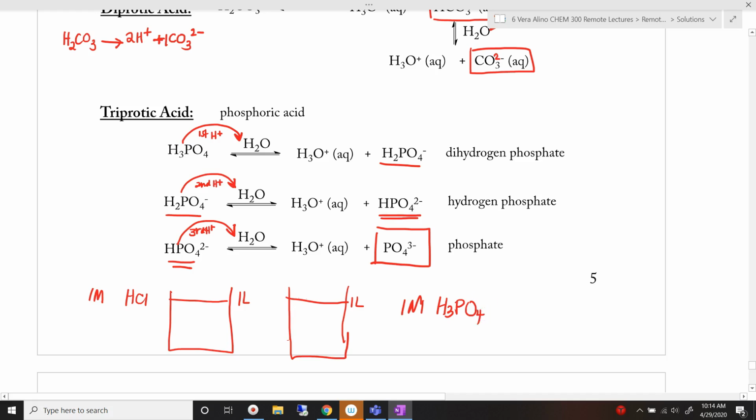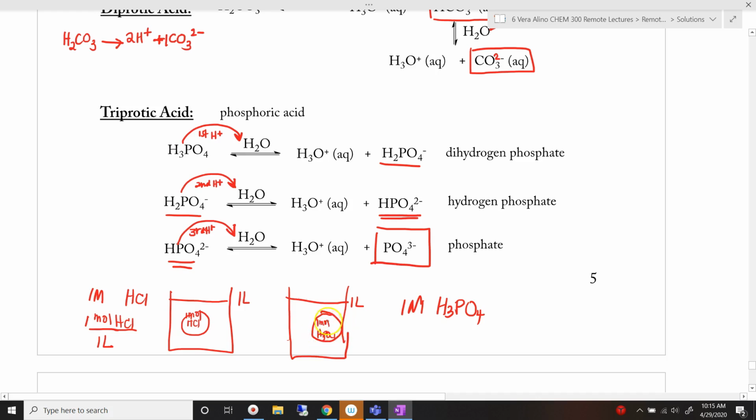phosphoric acid. Okay, so remember the concentration means the amount of HCl present in your solution. And so if you have 1 molar, that means for every 1 liter solution, it will have 1 mole of your acid HCl. So if you have a 1 liter solution, then in here you'll have 1 mole of HCl floating in the solution. And if you have phosphoric acid in this beaker, you also have 1 mole of the acid, phosphoric acid.